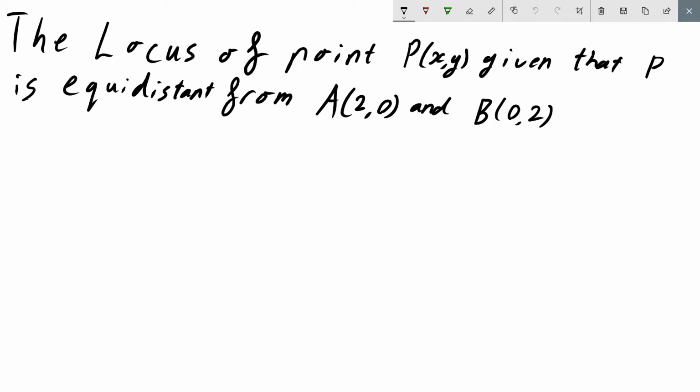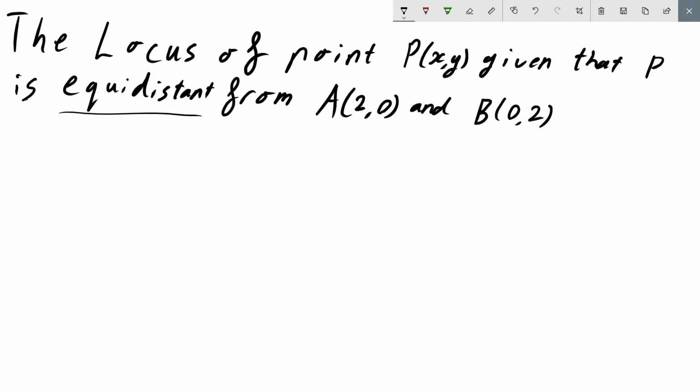So here on the screen I have a condition. The locus of point P, the coordinates are x and y, given that P is equidistant from A (2, 0) and B (0, 2). So this word here, equidistant, is just saying that the distance from A to P and the distance from B to P are the same. It's an equal distance. That's all that's saying there.